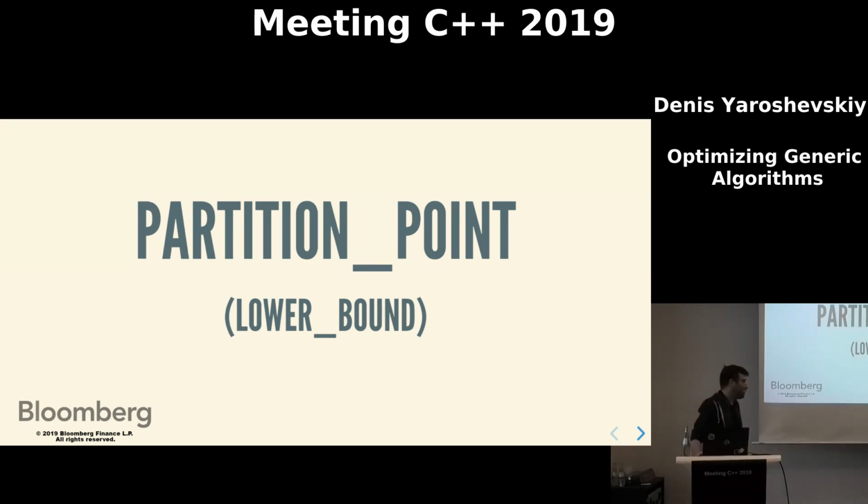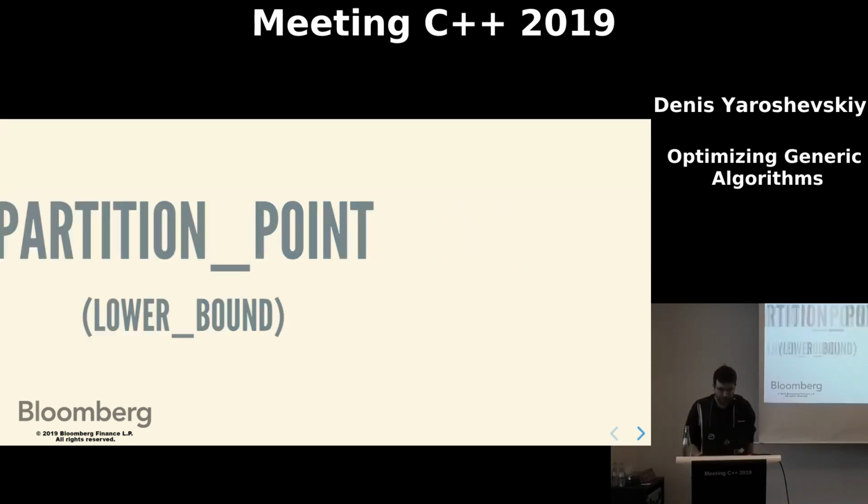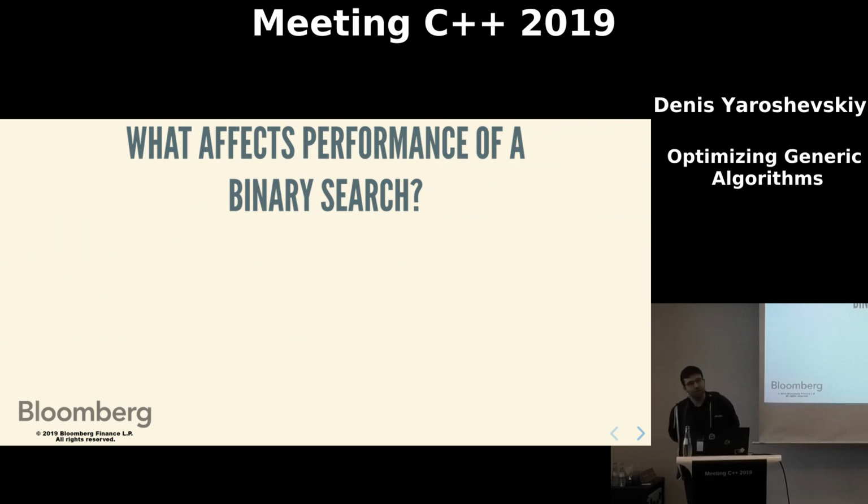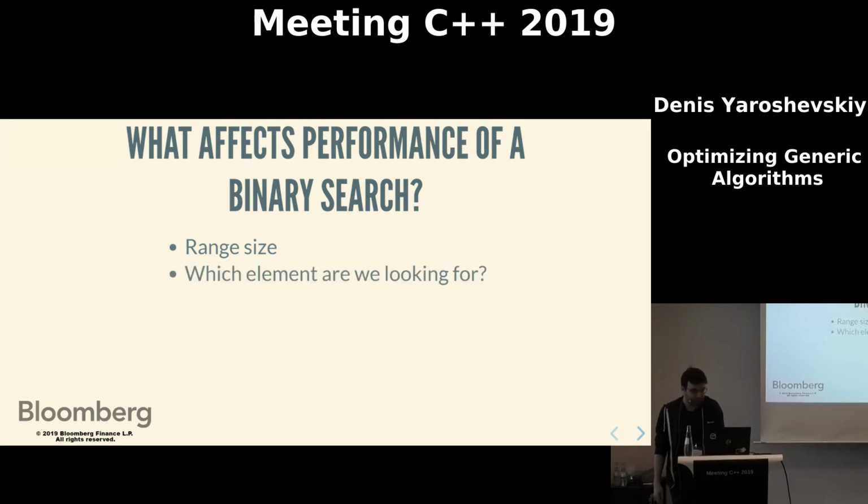Okay. With this we can go into partition point, or, more familiar to people, lower bound, like binary search. Let's say we were on a mission to optimize binary search. We can start with a list of what affects the performance of a binary search. So, range size, right? I can binary search 1,000 integers or 1,000,000 integers. It's going to be different times.